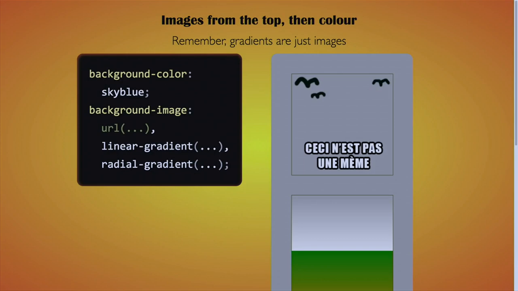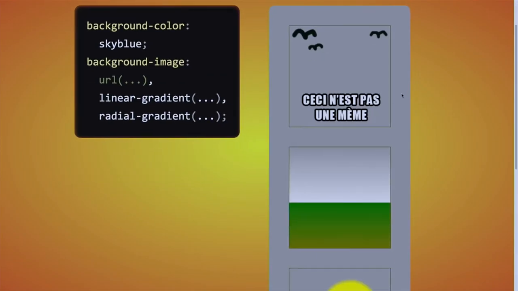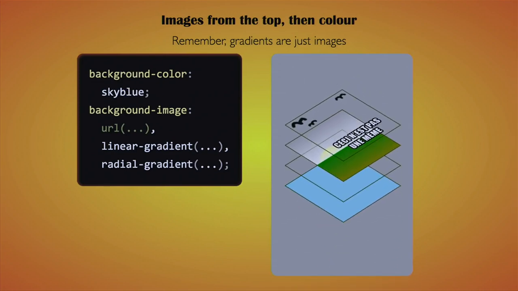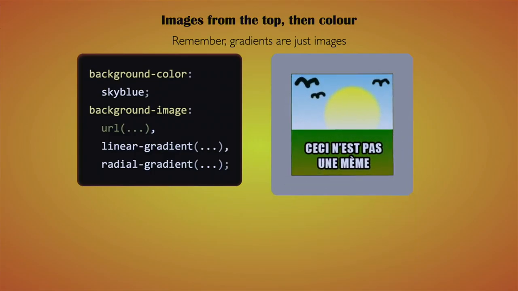But in CSS, you actually define the images from the top first. So if we split this one out, we have my wonderfully hand-drawn image here, which is a PNG, then a linear gradient, a radial gradient, and finally the background color. The browser then actually just squishes them together and combines them all into one picture.